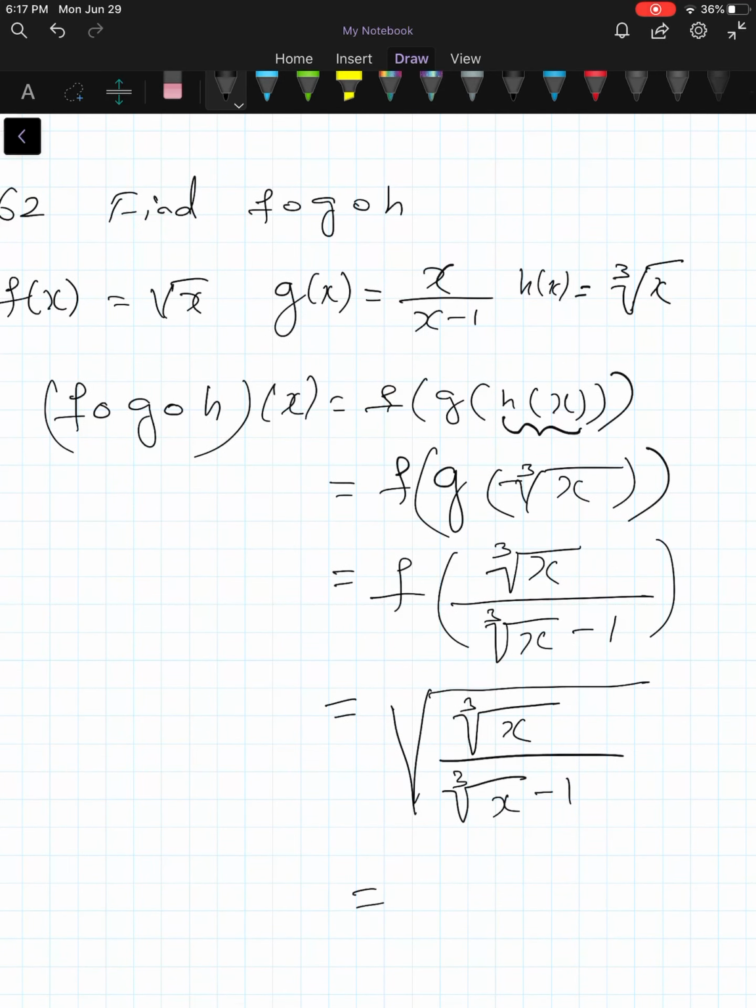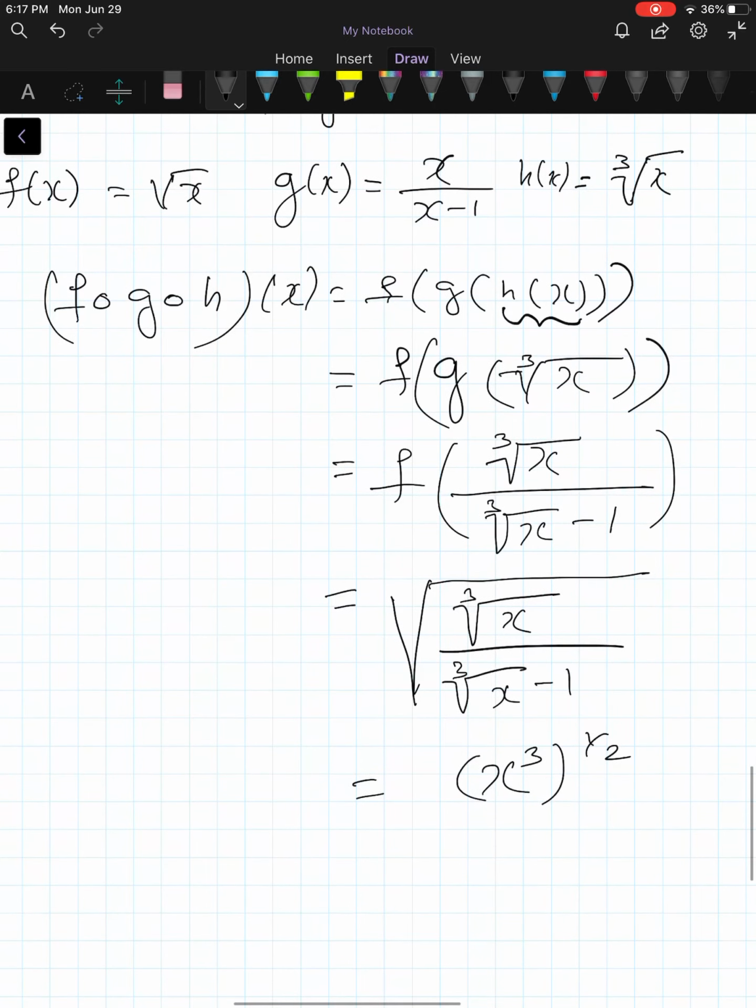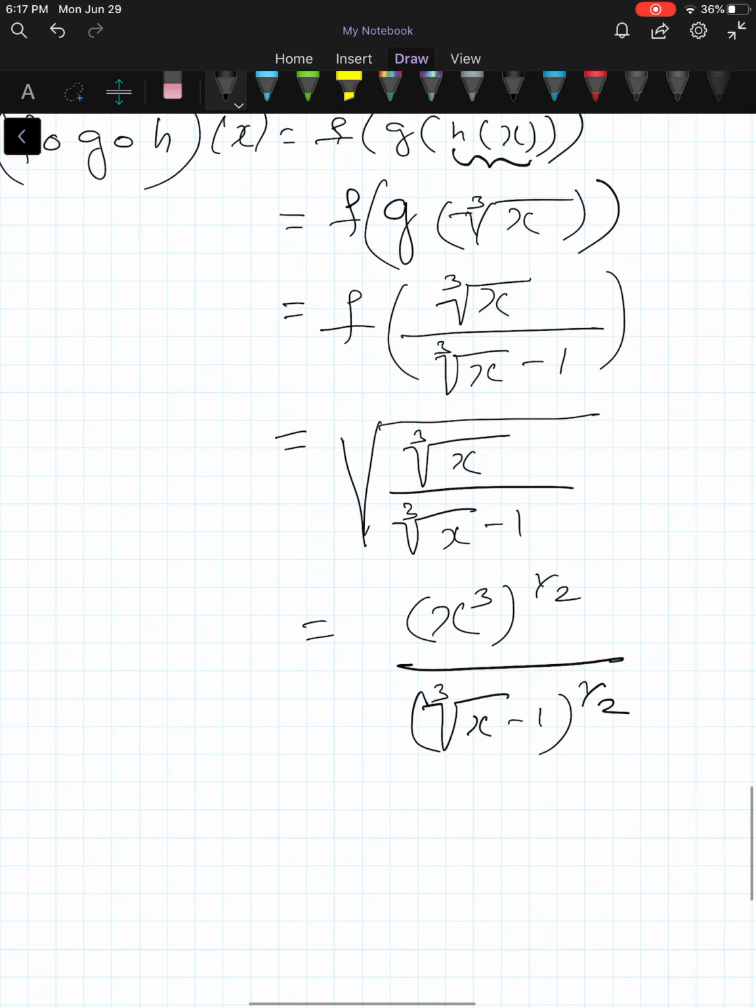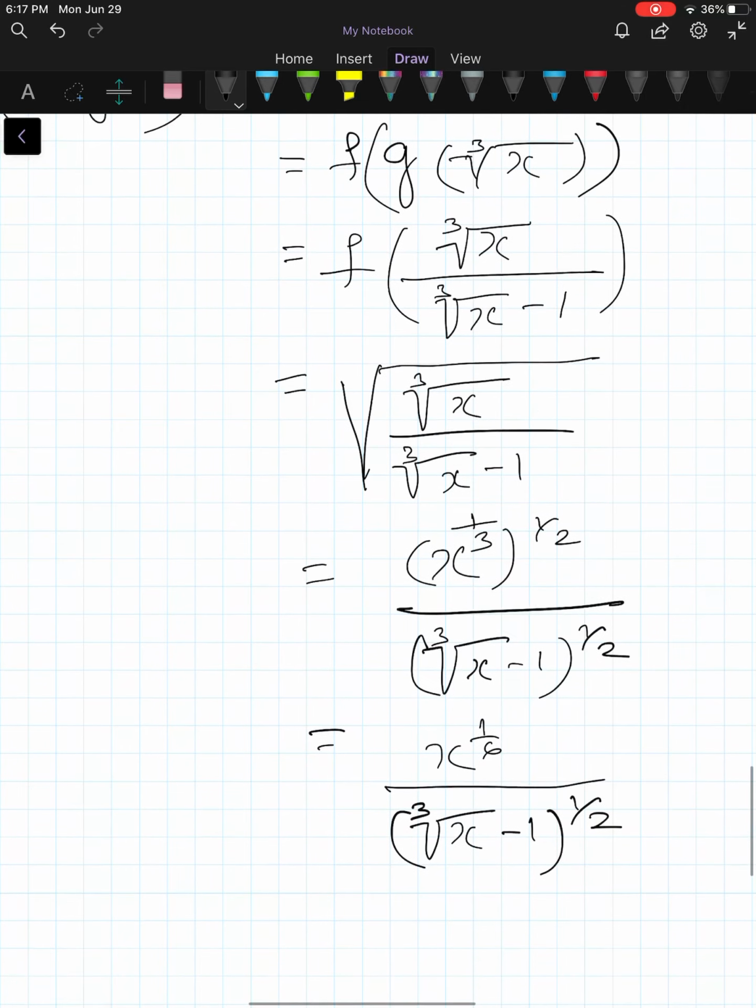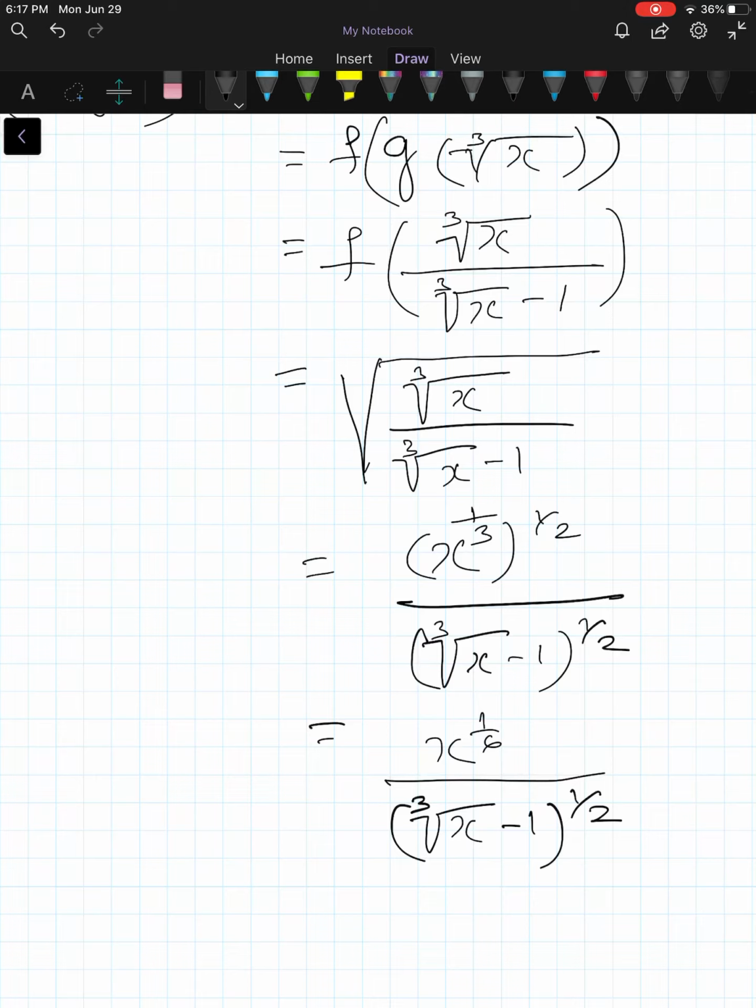You can make this simpler by expressing it as a fractional power. x to the power of 1 over 3 whole to the power of 1 over 2, divided by cube root of x minus 1 whole to the power of 1 over 2. So this would give us x to the power of 1 over 6, divided by cube root of x minus 1 the whole to the power of 1 over 2.